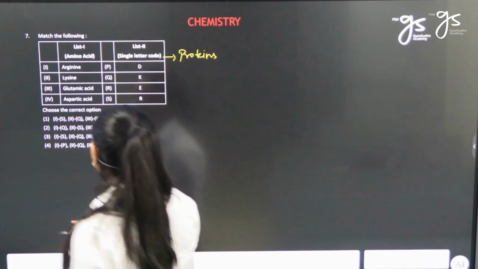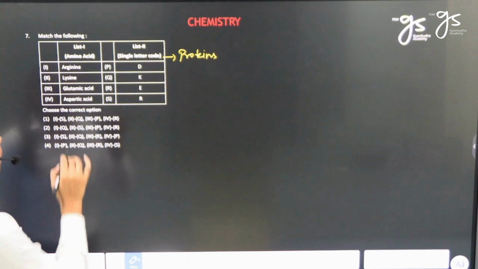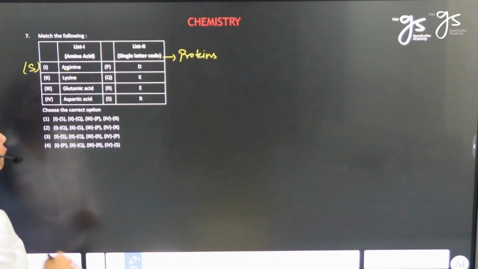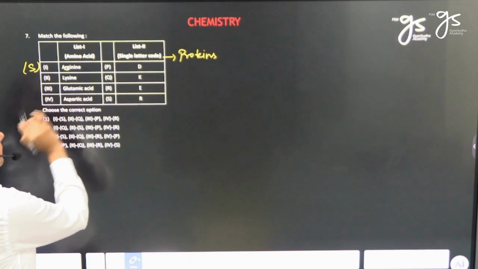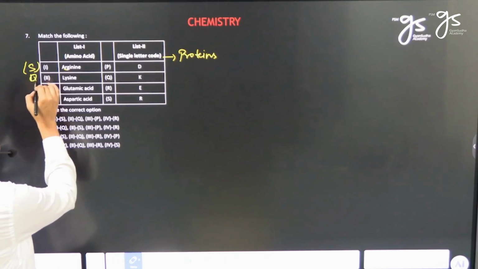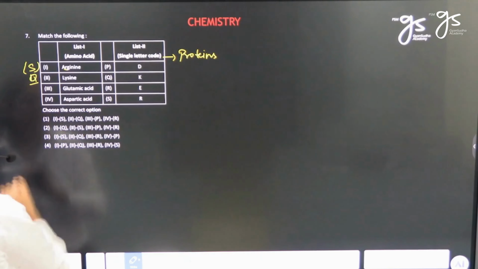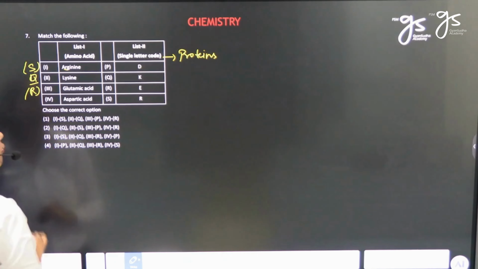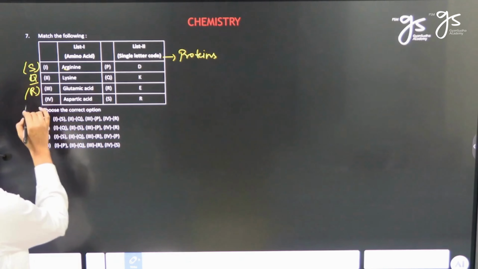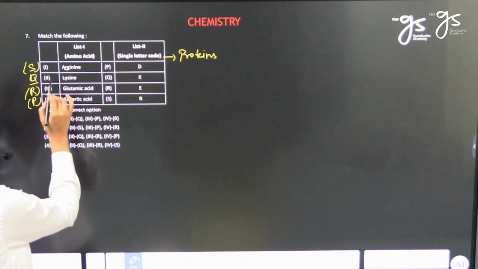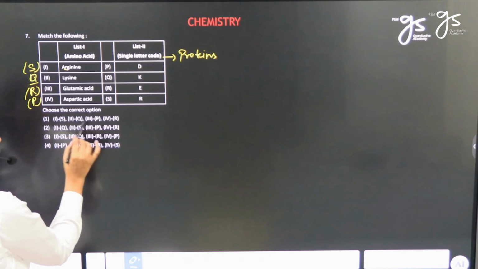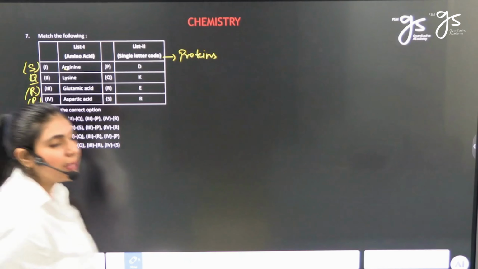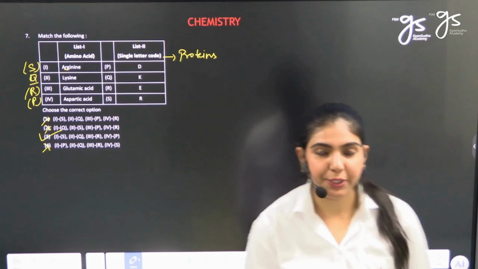For arginine, we can say it is R, so the option will be S. For lysine, that is K, and that option is Q. For glutamic acid, that is R, and for aspartic acid, that is P. So S, Q, R, P. So option number 3 will be our correct option for this question.